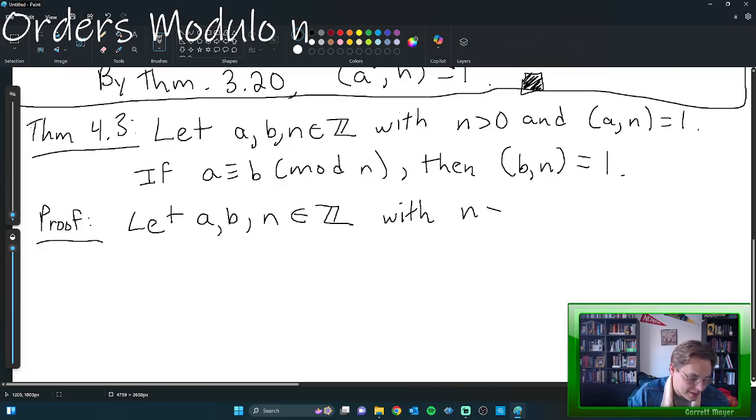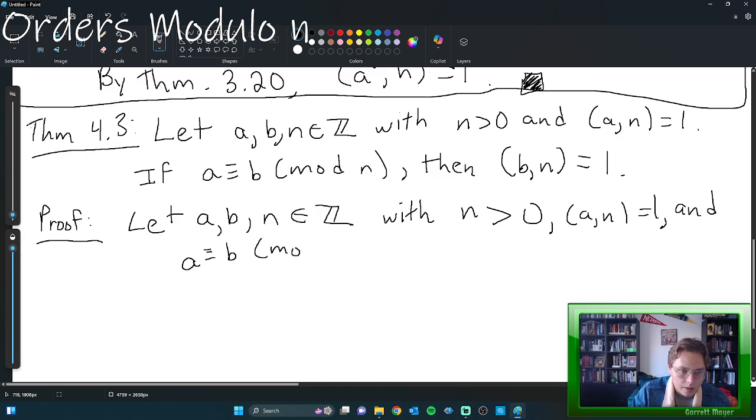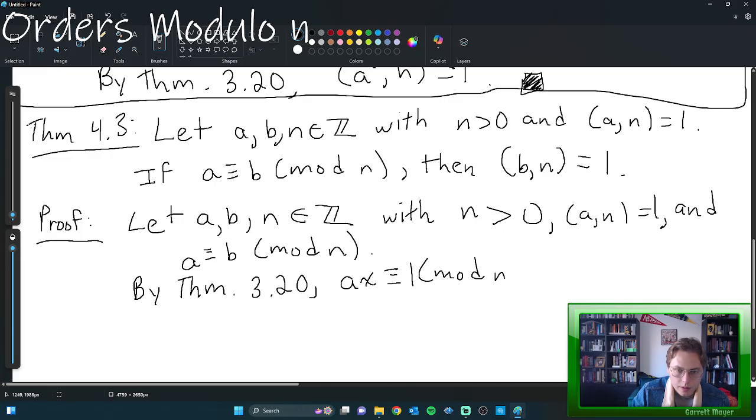But n greater than 0, GCD of a and n equals 1, and a is congruent to b mod n. And then by theorem 3.20, ax is congruent to 1 mod n for some integer x.